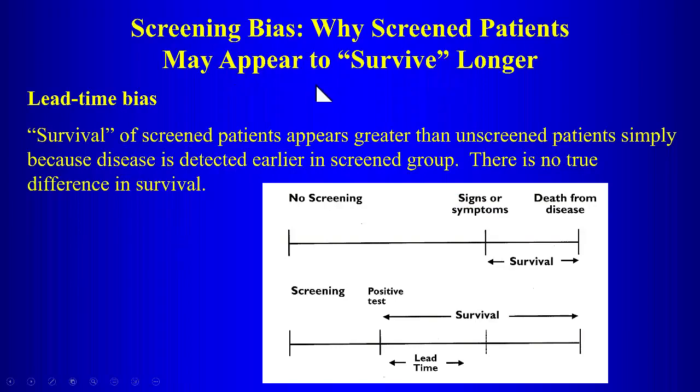One of them is lead time bias. So if you have two populations, the population that is unscreened and the population that is screened, we'll assume that screening does not really affect the mortality at all. So the mortality rates will be the same. If you don't screen the patient, you pick up the disease much later in its natural history. So the survival from when the diagnosis is made is shorter. Whereas if you do pick up the disease with screening, you've picked it up much earlier in its natural history.